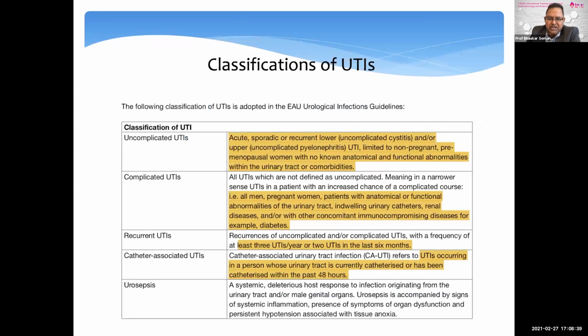If we were to just go through briefly then, uncomplicated UTI is limited to non-pregnant premenopausal women with no known anatomical or functional abnormalities. Complicated UTI includes all men, pregnant women, and those with anatomical or functional abnormalities, and other factors such as indwelling catheters, renal disease, immunocompromising diseases, etc. Recurrent UTIs, at least 3 UTIs in the last year, or 2 or more in the last 6 months, then we call it a recurrent UTI. And finally, catheter-associated UTI is a UTI in patients who have had a catheter placed within the past 48 hours.